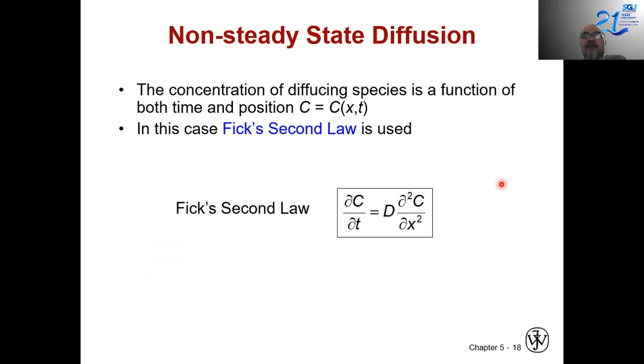We can also have non-steady state diffusion. In this case, the concentration also varies with the thickness. The concentration of the diffusing species is a function of both time and position. So in this case, we cannot use the simple differential equation anymore. We have to use Fick's second law using a partial differential equation: dou C dou t equals the diffusion coefficient D times dou square C dou x square.